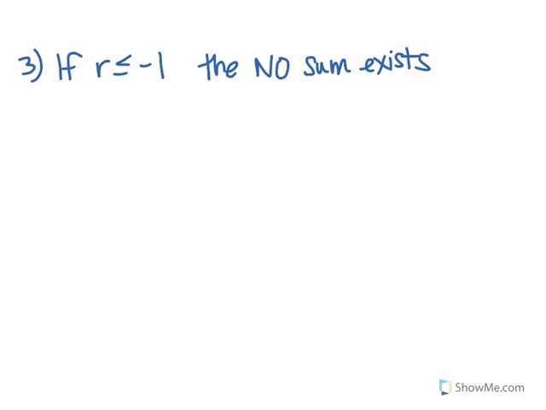So you have an infinite geometric series, and what if your common ratio is less than or equal to negative 1? What ends up happening is no sum exists.